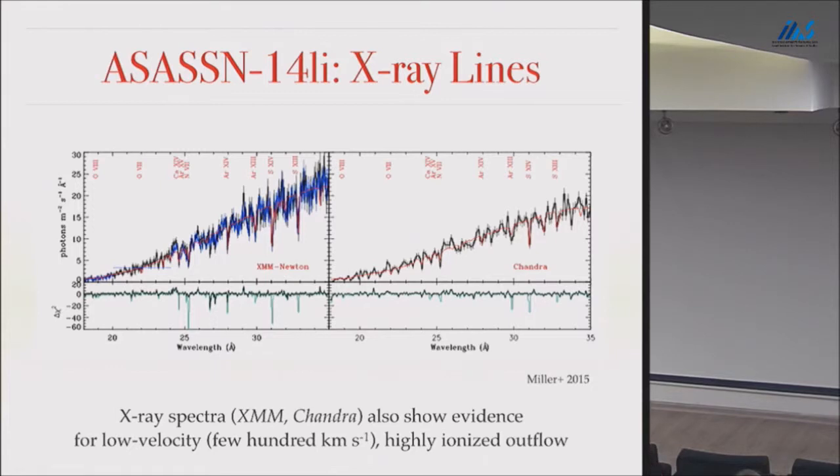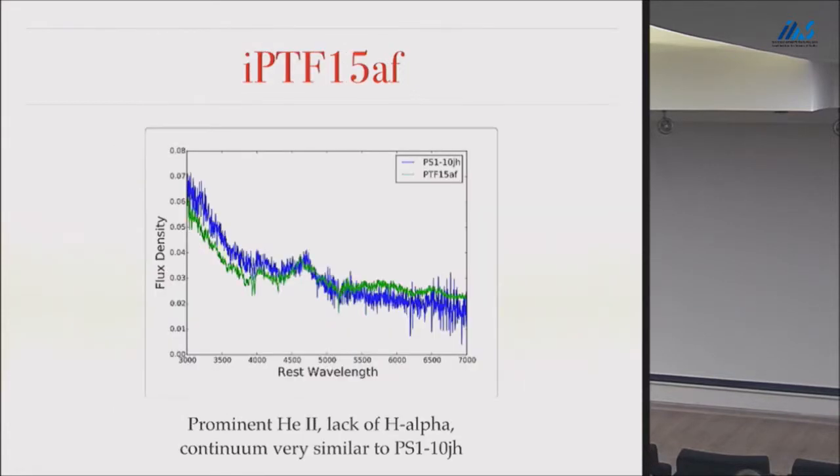Next, iPTF 15af. I mentioned that, for these purposes, we're going to consider this more or less a clone of PS1-10jh. This is a spectrum around maximum light, rest wavelength. You see from iPTF 15af, which is different from PS1-11af, which is extremely confusing and also very unlikely statistically, but such is life. You can see this broad helium-2 feature that we use to classify these things now, whereas really nothing convincing going on here at H alpha.